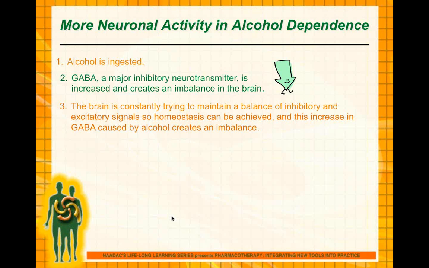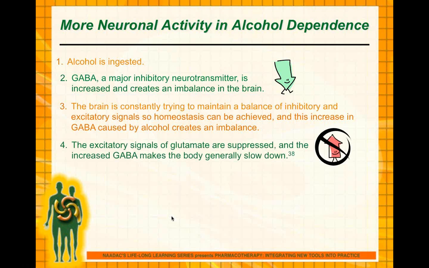And so when we have an increase of GABA, which is going to make the body slow down, this creates an imbalance, and the brain doesn't like that. Also at the same time, the excitatory signals from glutamate are being suppressed. And the increase in GABA makes the body generally slow down.